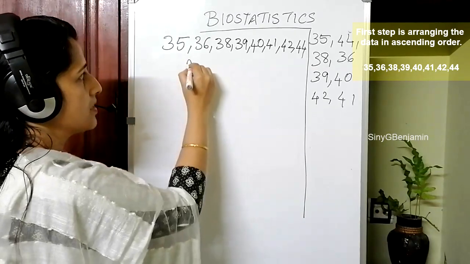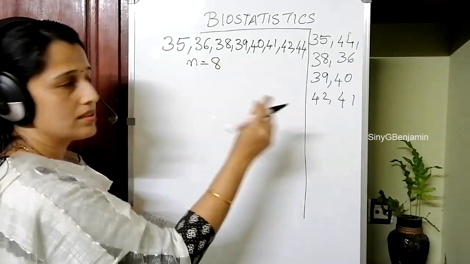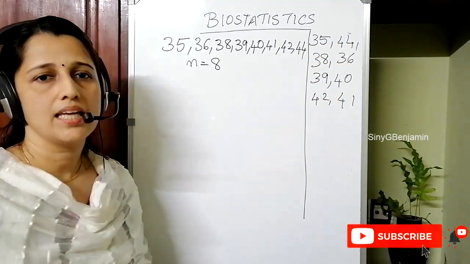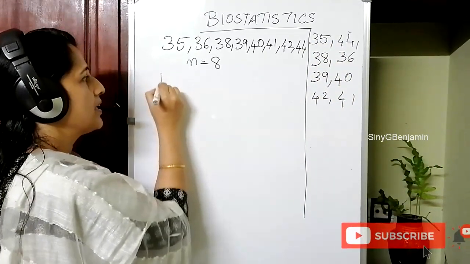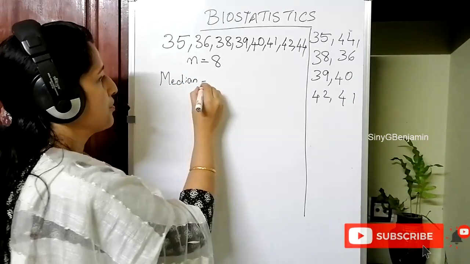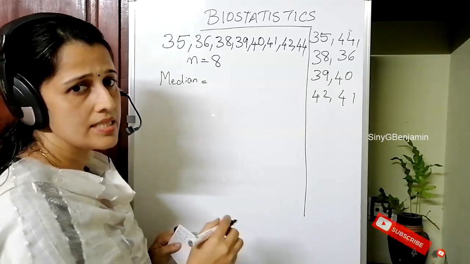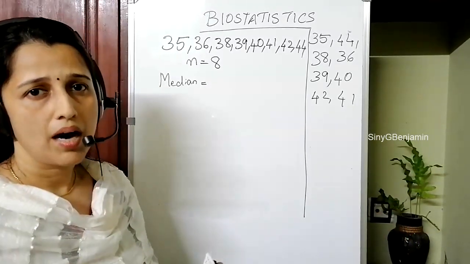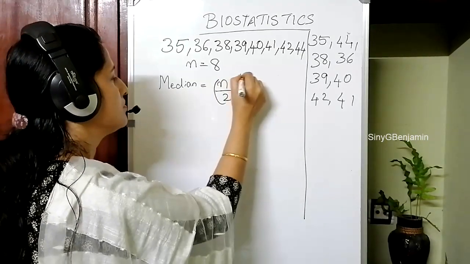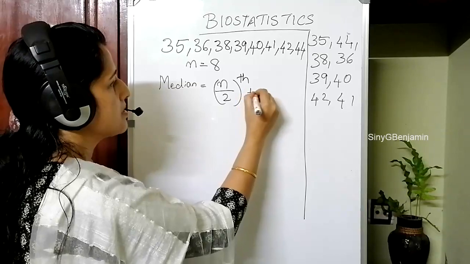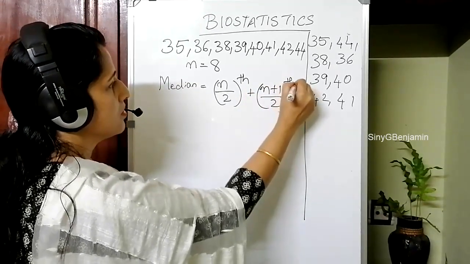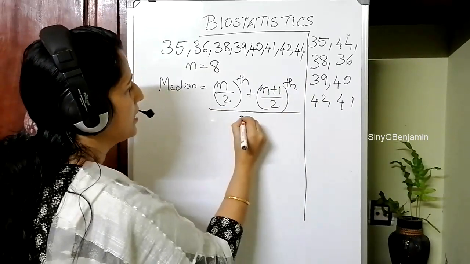And here n is equal to 8. That is counting how many numbers are there. 1, 2, 3, 4, 5, 6, 7, 8. 8 number of observations are there. Median is calculated by applying this equation, that is n by 2th item plus n plus 1 by 2th item, the whole divided by 2.